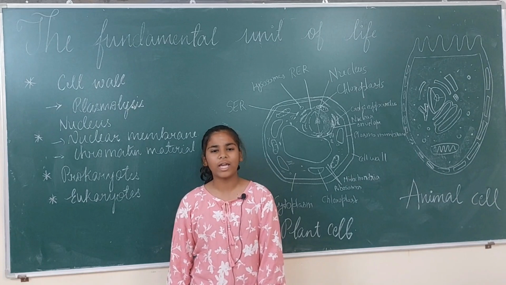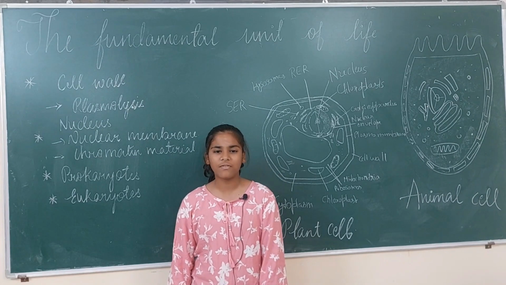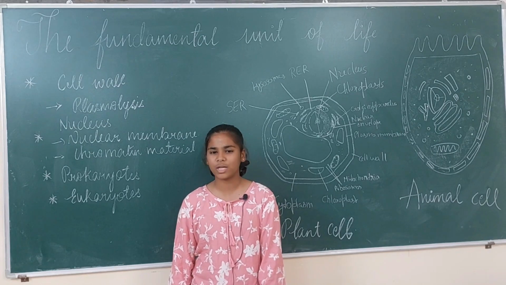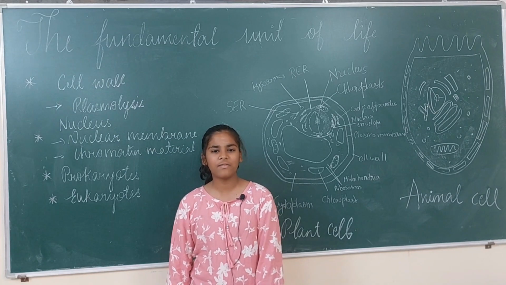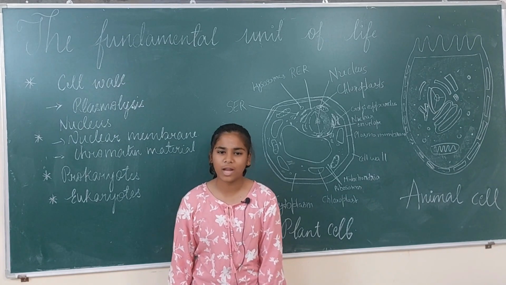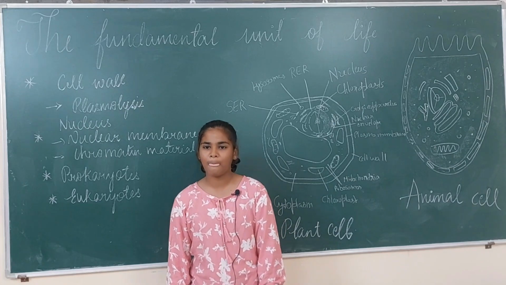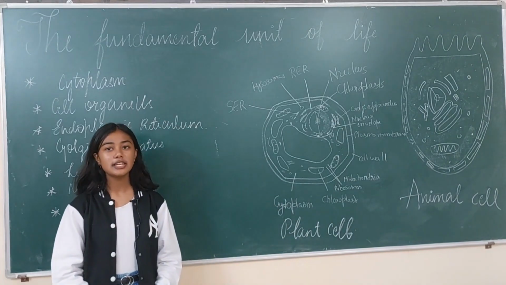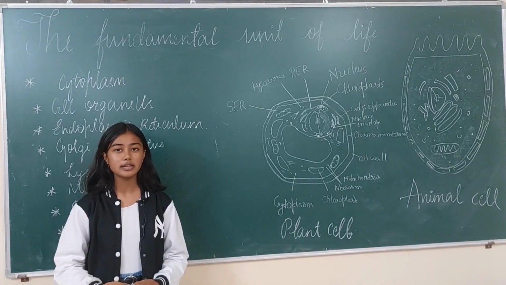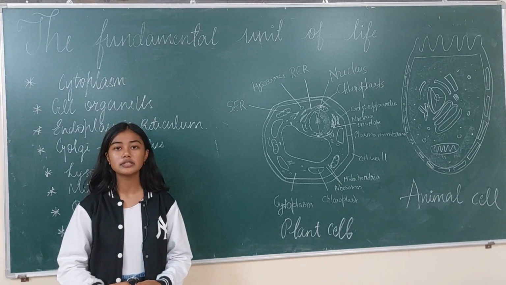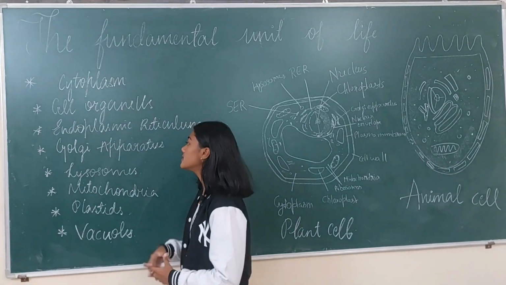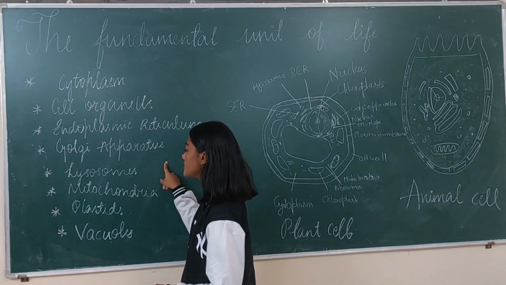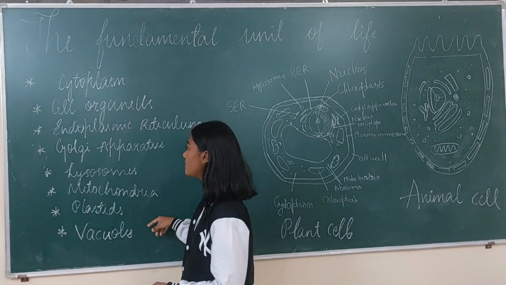Prokaryotic cells. The organisms which do not have a well defined nuclear membrane and nucleus are known as prokaryotic. Eukaryotic. The organisms which have a well defined nucleus and nuclear membrane are known as eukaryotic. Cytoplasm. The jelly-like structure present inside the plasma membrane which has specialized functions performed in the cell. There are different types of cell organelles: endoplasmic reticulum, Golgi apparatus, lysosome, mitochondria, plastid and vacuoles.